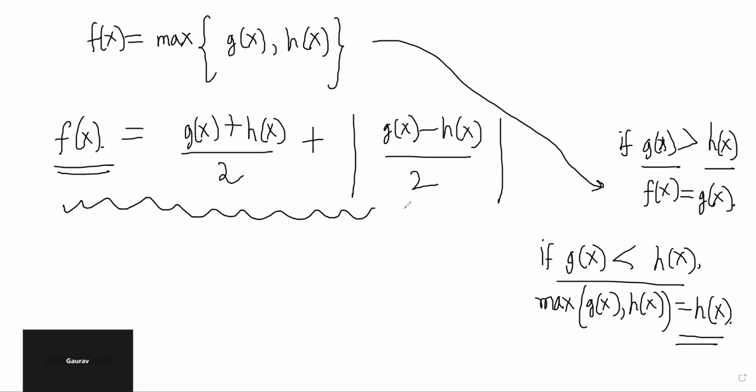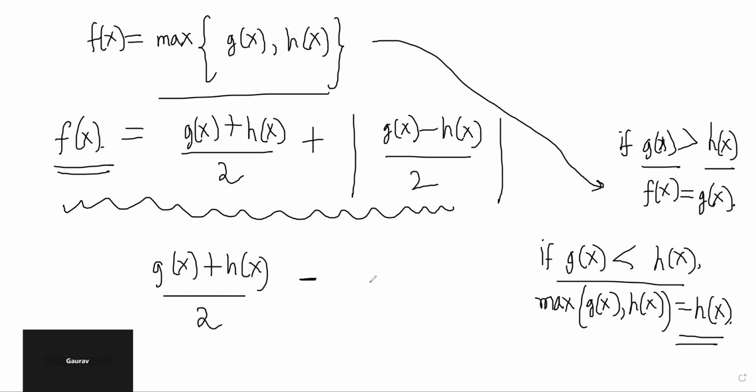This is a good way to define the max function because now we don't have to draw the graph. We can just write this, right? The min function, I think, can be defined with a minus sign, like this, with a minus sign, g of x minus h of x by 2. Okay, so that is your max and min functions.